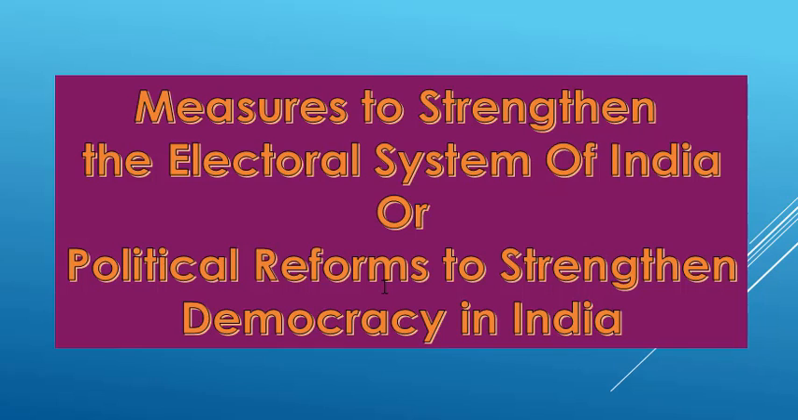of this chapter, political parties, we'll be discussing measures to strengthen the electoral system of India, or this particular thing can be reframed like this: political reforms to strengthen democracy in India. What are the changes urgently required so that political parties will function in a proper manner? The political parties will function better in the system of democracy in India.